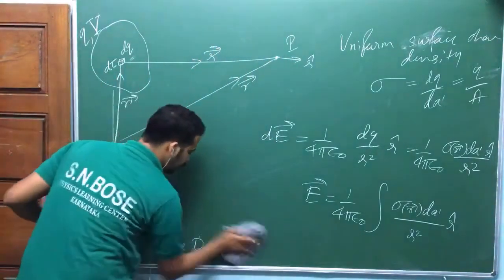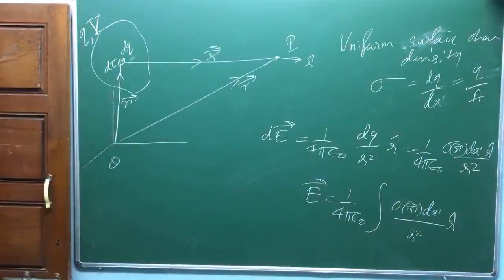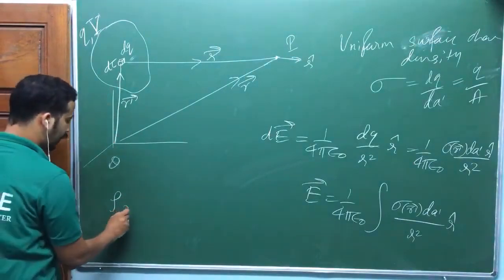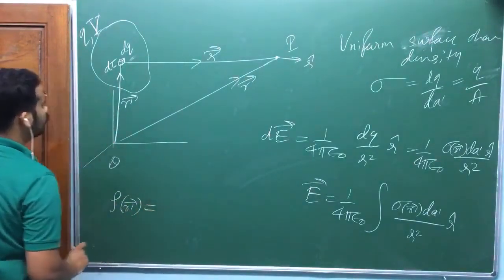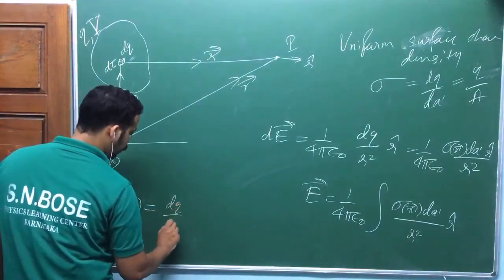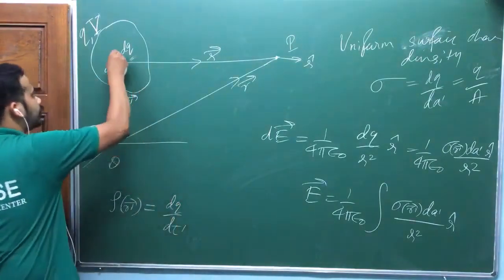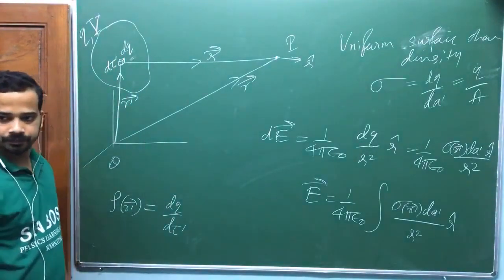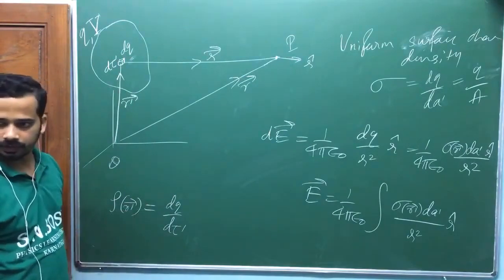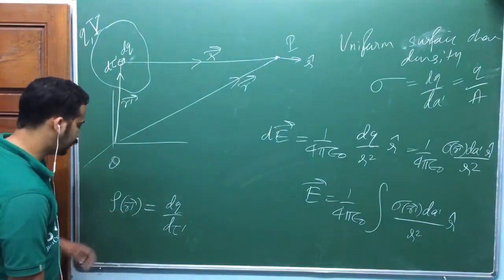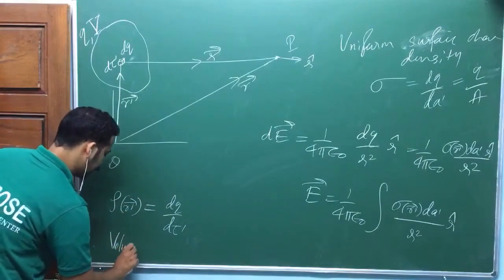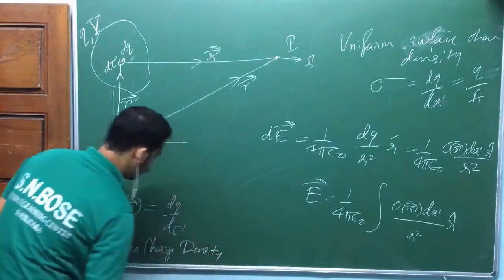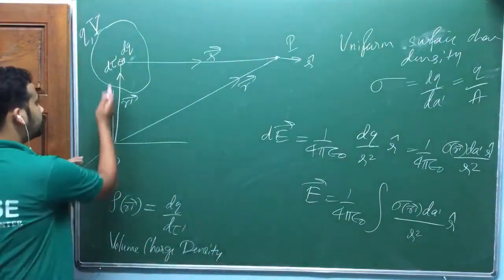Now what we do, we define the volume charge density. We are going to write it as rho. In the most general case, it is a function of r prime. So that's equal to dq divided by dτ prime. Charge per unit volume. We define that as the volume charge density, and in the most general case, it may be a function of r prime.